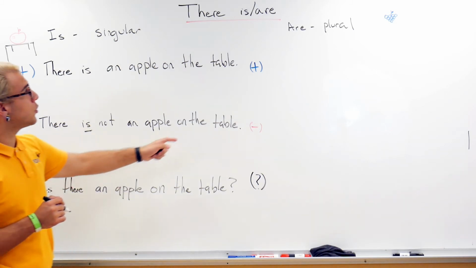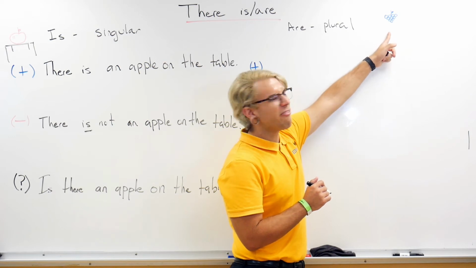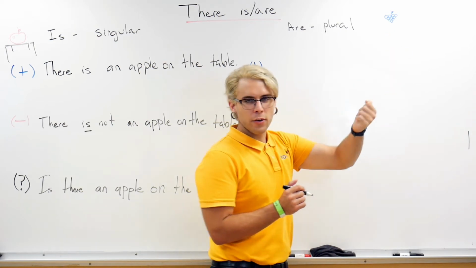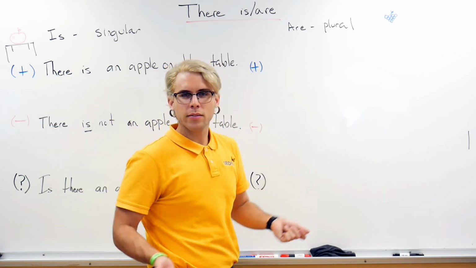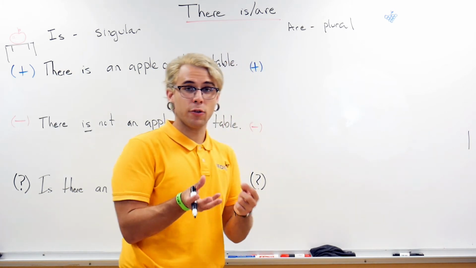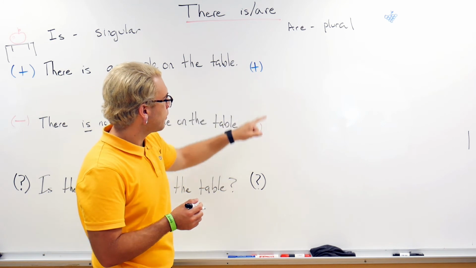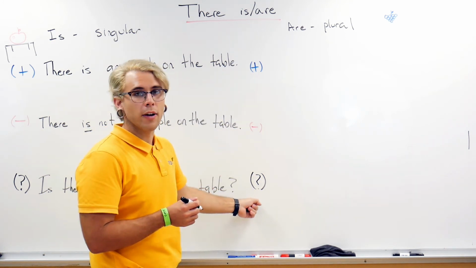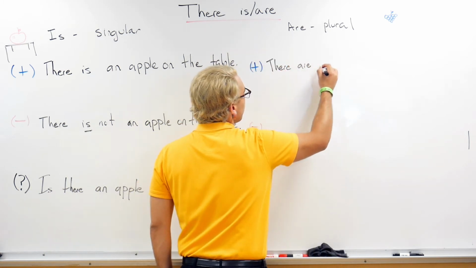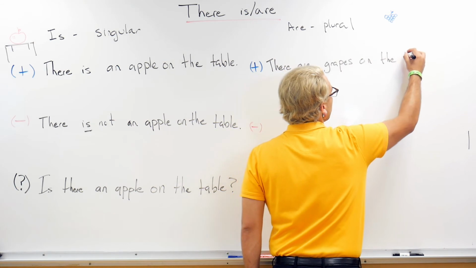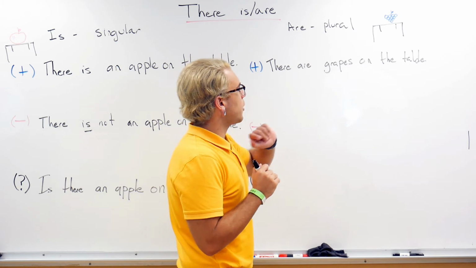So next we're going to go to plural, are. Over here I have some grapes, a little vine of grapes. You get grapes in a little bag or a bundle, and they come on little vines. There's plenty of grapes, or a lot of grapes, on this vine. We'll use sentences again, starting with positive, then negative, then a question. We'll say the same beginning: there are grapes on the table. I'll go ahead and draw a table here.